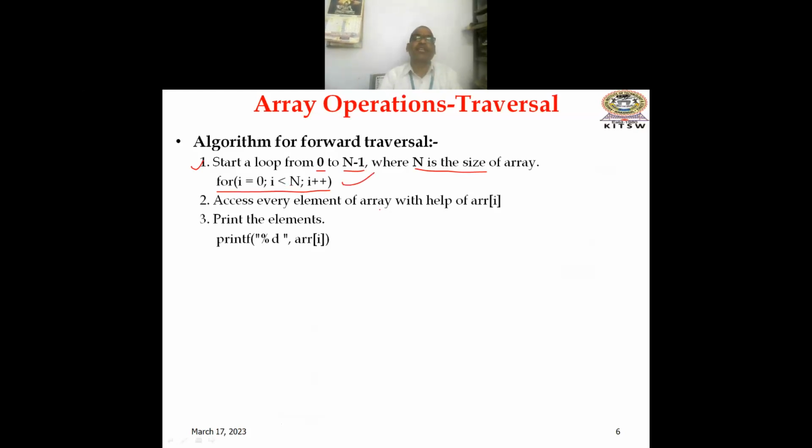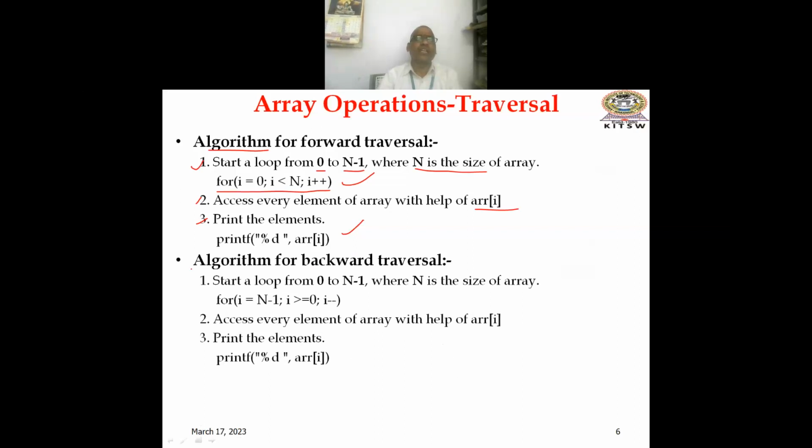Access every element of the array with the help of ARR of i, and then print that element, printf percentage d ARR of i. So this is the three-step algorithm we are using for traversing the array elements in the forward direction.